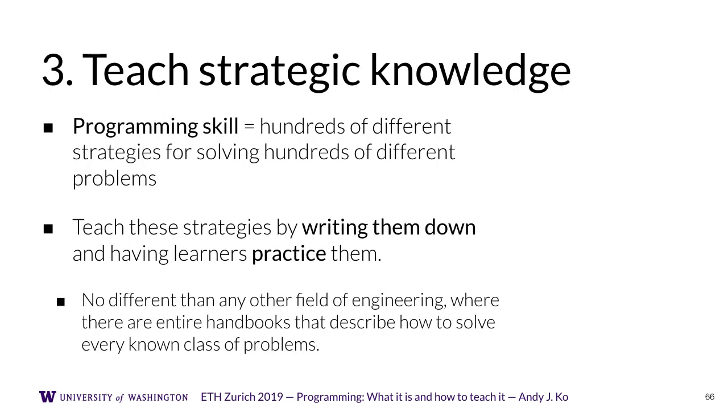And then to support all of those sub-skills, we need to teach strategic knowledge, right? Programming skill is hundreds of different strategies for solving hundreds of different problems. We should be teaching these strategies by writing them down and having learners practice them, and teaching learners how to practice them effectively. And really, in some sense, this is no different than any other field of engineering, where there are entire handbooks that describe how to solve every known class of problems, for example, in mechanical engineering or civil engineering. The difference is that in computing and software engineering, we just don't write down how to solve problems. We just expect people to solve problems through their creativity, for example.